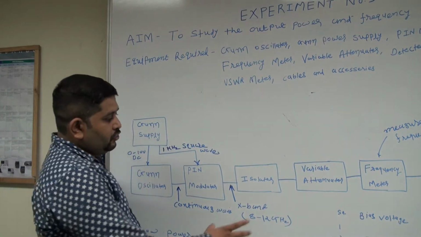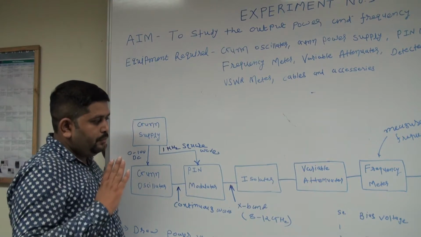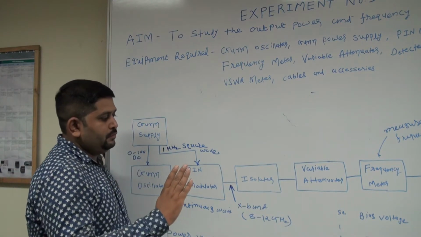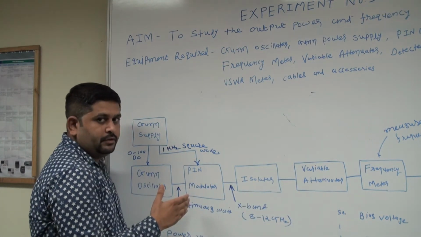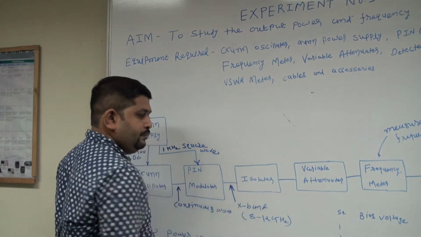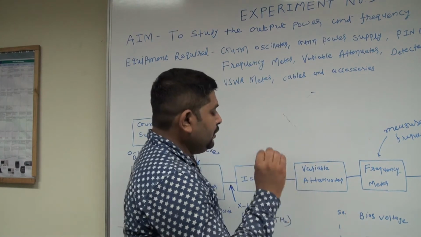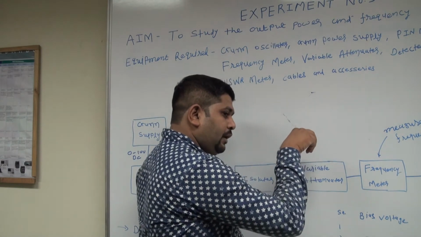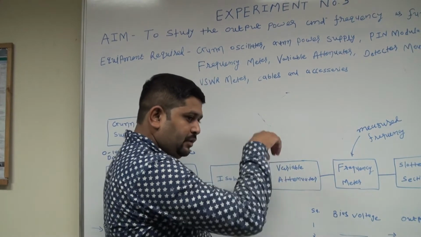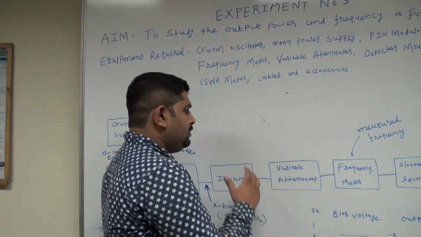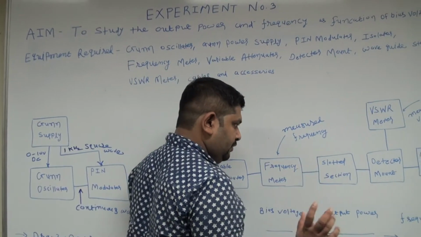And the function of the isolator is forward direction power flow. It does not allow backward direction power, only allows propagation of forward power. And the variable attenuator: in full mode, no power is absorbed, and at some half scale some power is absorbed in the variable attenuator. And the frequency meter is used to measure the frequency.